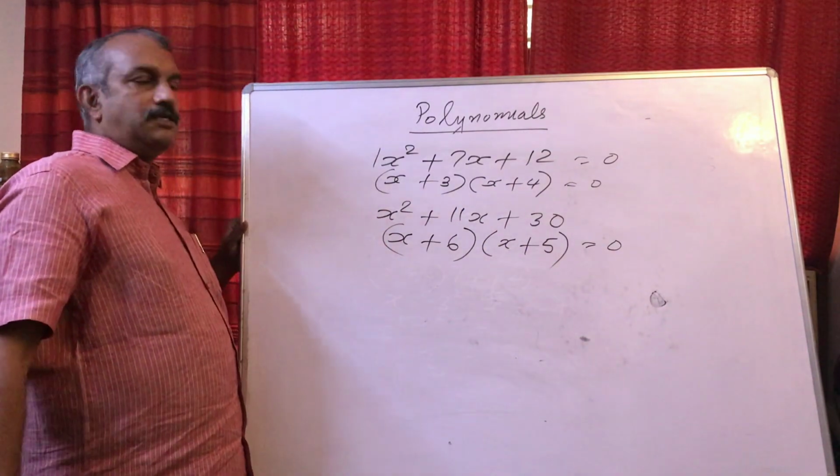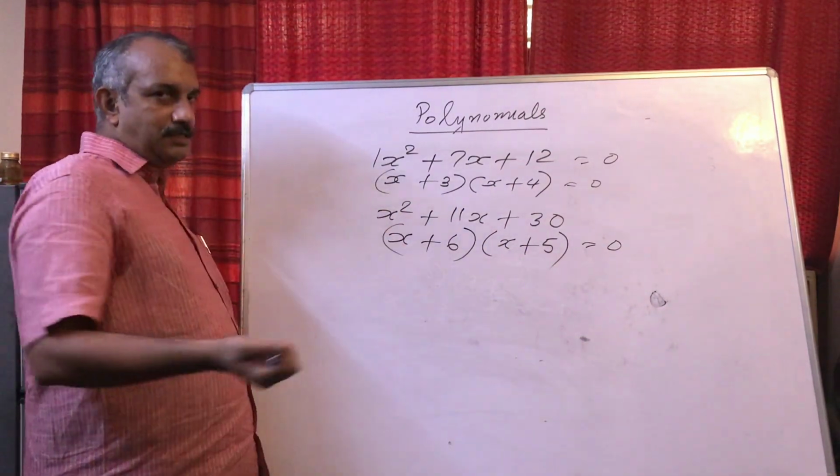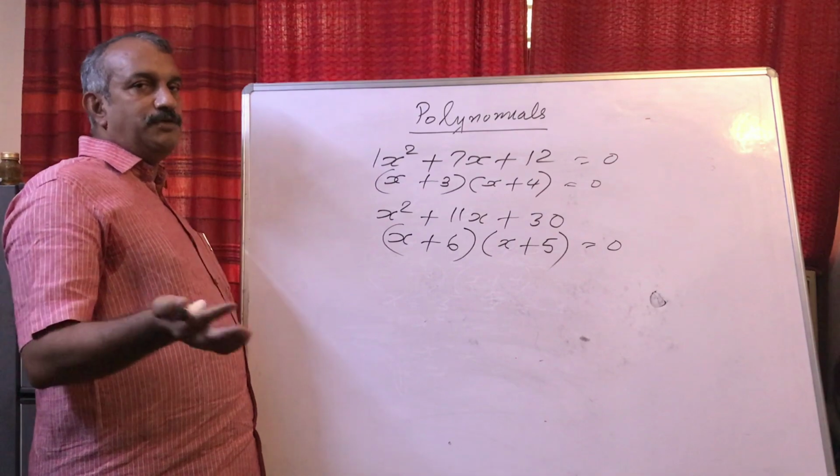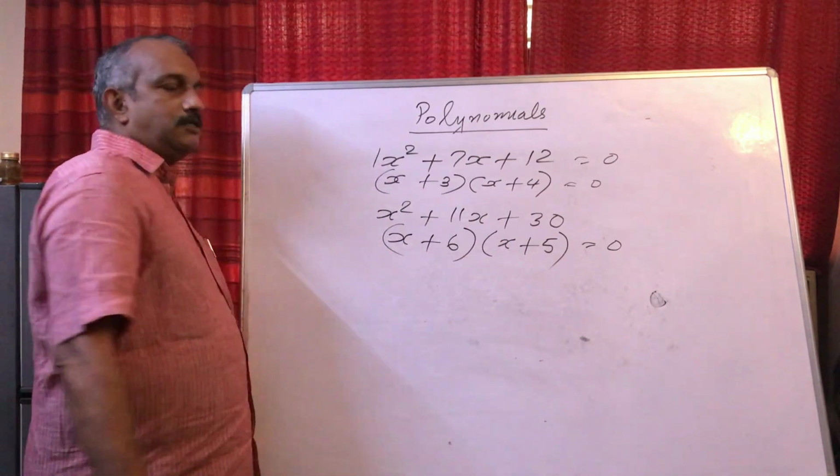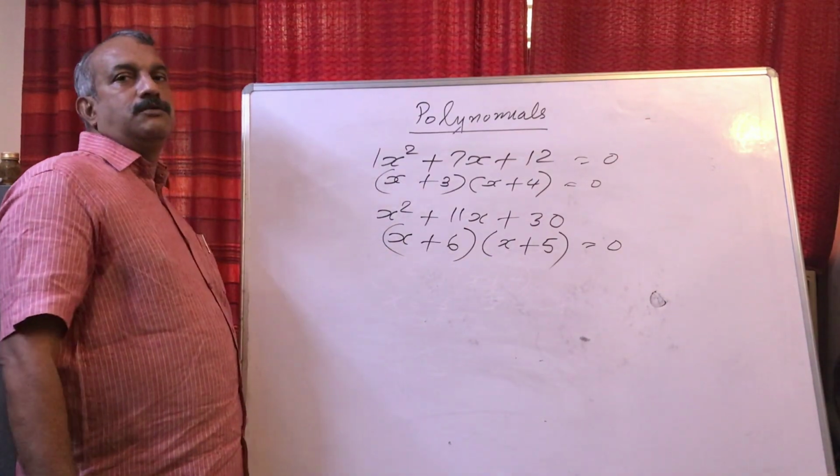That means x is equal to minus 6. Why 0? That is a condition. The polynomial should be 0. So x is equal to minus 6 or x is equal to minus 5.